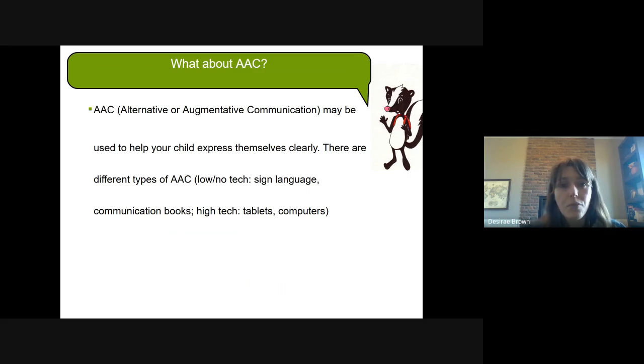So if you are wondering about AAC, it's beneficial to, of course, talk to your team and your SLP, and they can kind of help guide you. There's lots of different options, but the purpose of AAC is that it can help your child to communicate. So that's helping their expressive language.